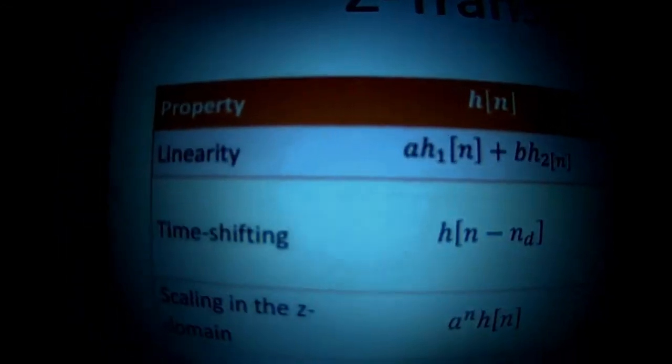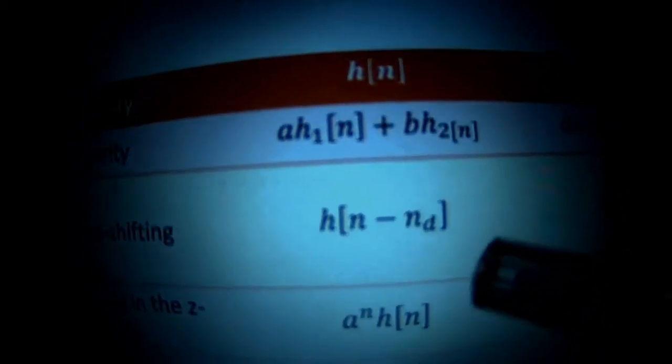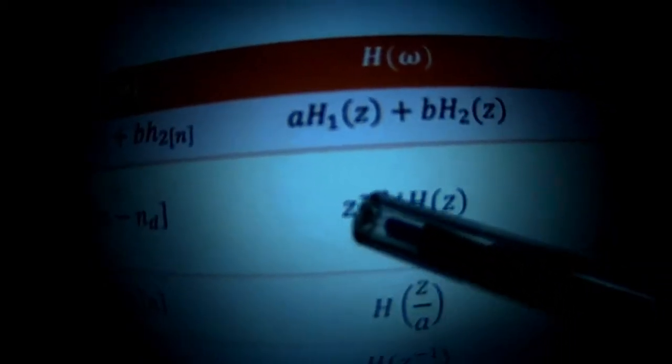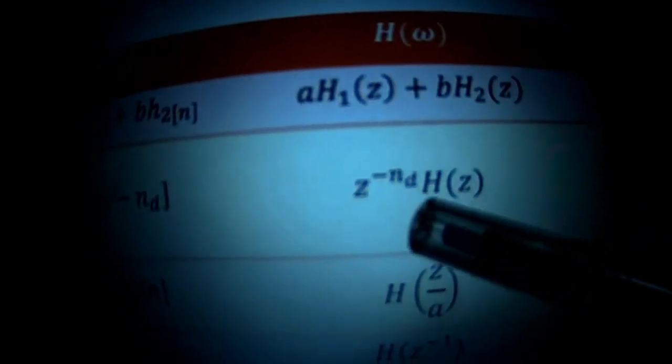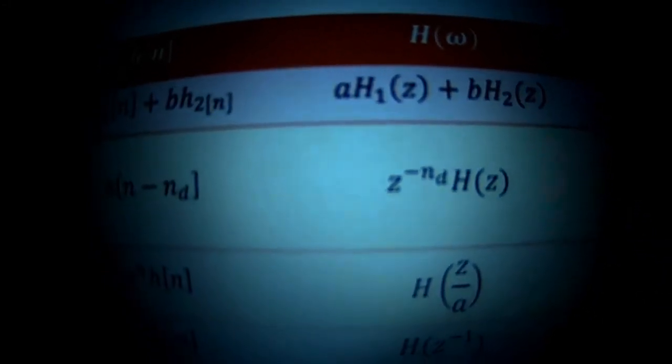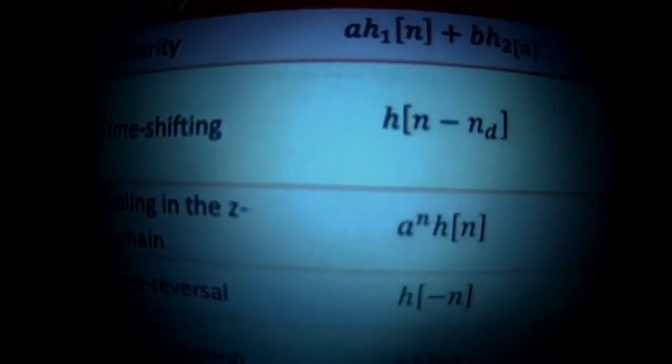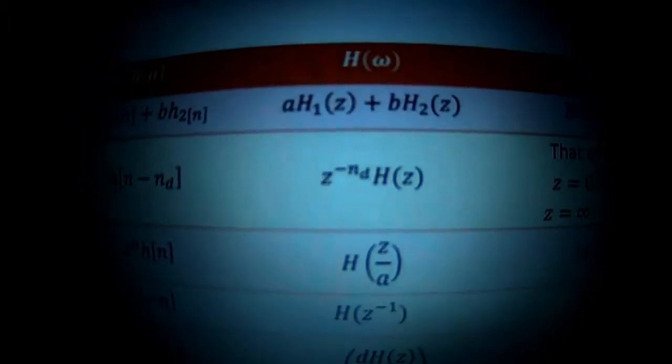Regarding time shifting properties, if you have a delay in your discrete time function, you just put that delay in the front with the z. You just put z to the power minus nd, where nd explains the delay of the system. Regarding scaling in the z domain, when you have an hn, where a^n represents your scaling, all you have to do is put z over a on the final answer of h of omega.